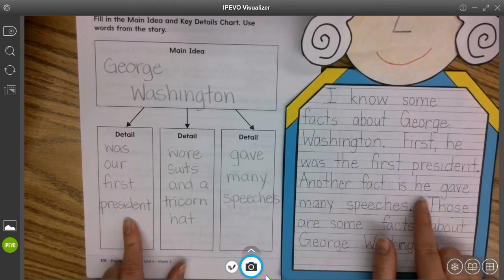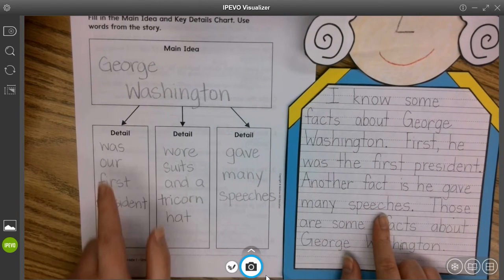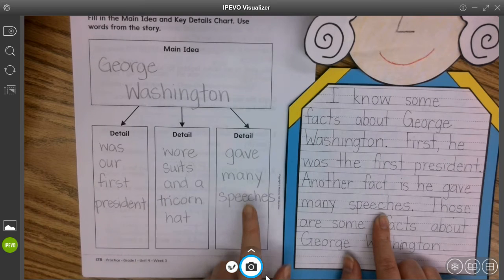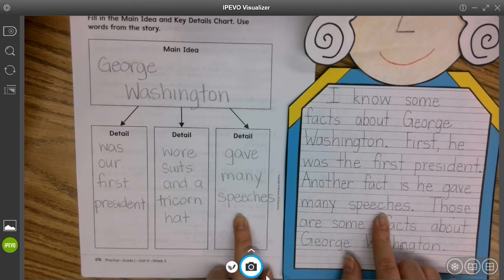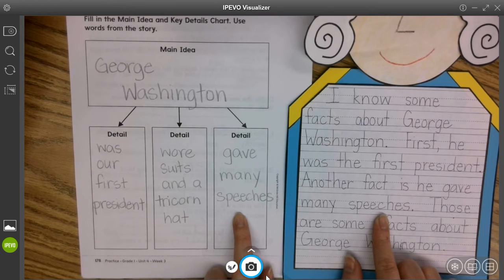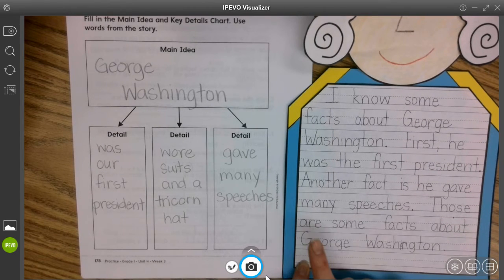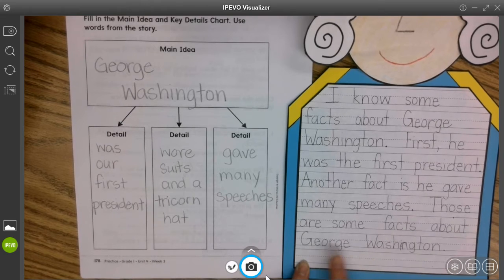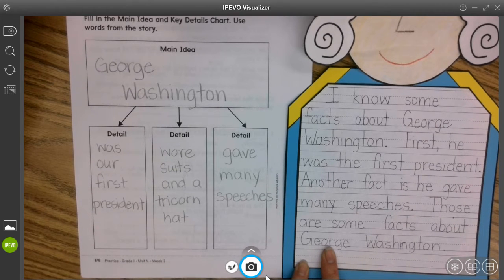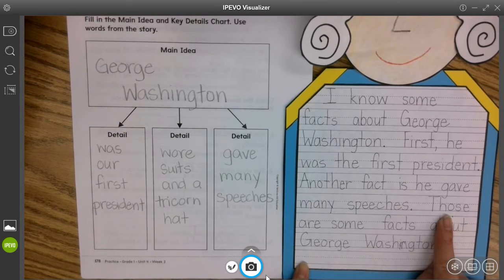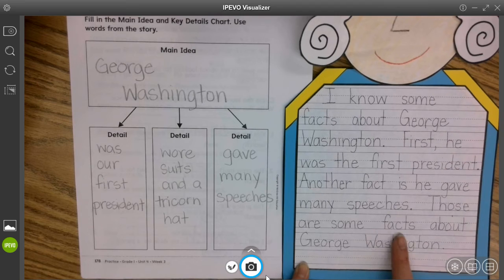Another fact is he gave many speeches. George Washington gave many speeches. Okay, so again, I pulled it from the ideas that I took note of yesterday. Then I got to the end, and I didn't think I could say also he wore a tricorn hat and still have room for my conclusion. So I just went to the conclusion after sharing 2 facts. Those are some facts about George Washington.